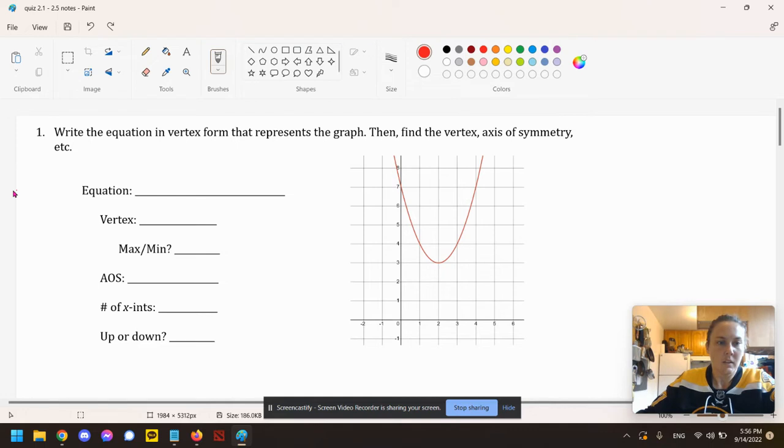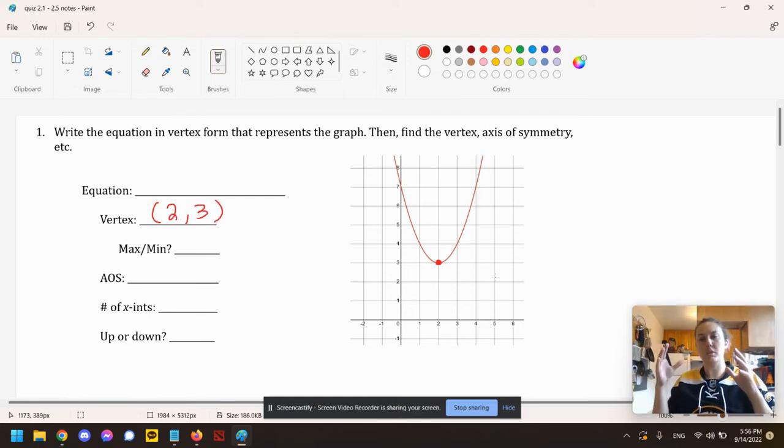Okay, number one asks to write the equation in vertex form that represents the graph, then find the vertex, axis of symmetry, etc. So I give you a graph, you give me everything about it, including the equation. The very first thing I'm going to do is try to find the vertex. The vertex is always either the minimum or the maximum point. It's the one right in the center. Here's the vertex. I went over 2 and up 3, so my vertex is (2, 3).